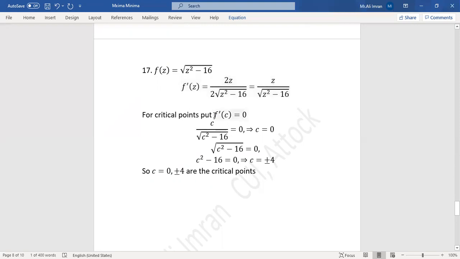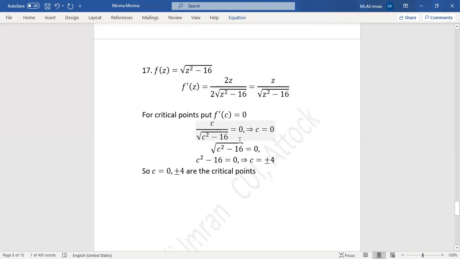For critical point, first we put f prime of c is equal to 0. If we put this, we will get c divided by square root of c square minus 16 is equal to 0. After multiplying by the square root, c is equal to 0. This is the first critical point.